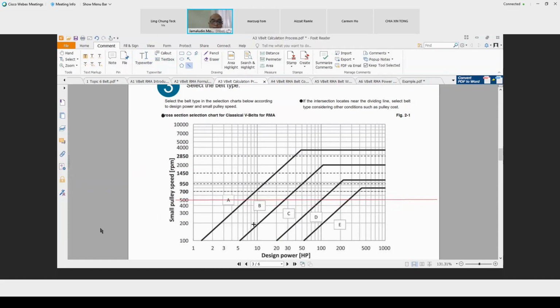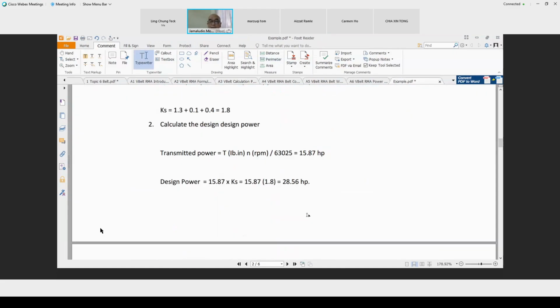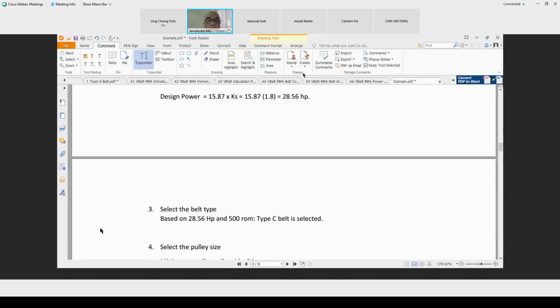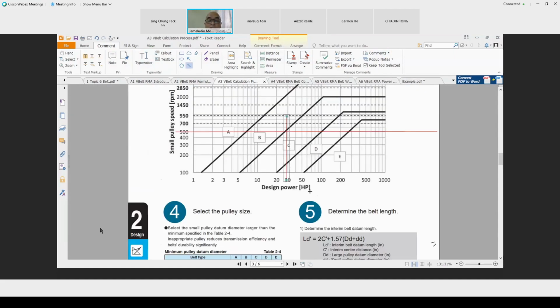Okay, the power is going to be what value? 28.56. That will be 28, 30. Okay, roughly going to be here. Roughly 28 will be there. It's going to be C type, or B type. Let me check. I'd rather choose C, because it's going to be more toward that area. Because this is 30, this long, that means it's going to be roughly here. It's going to be C type here.